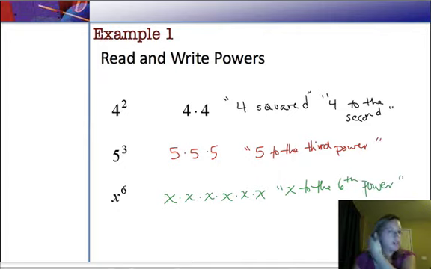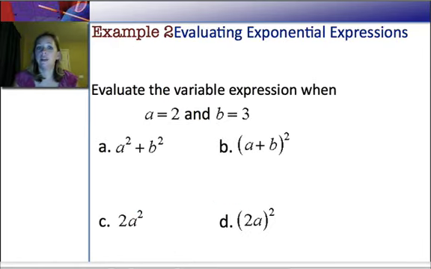Alright, so now we know what they mean, we know how to say it out loud. Let's evaluate some exponential expressions. So let's evaluate each of these variable expressions for values where a is equal to 2 and b is equal to 3. So in the first expression we have a squared plus b squared. And hopefully we remember from order of operations that we have to evaluate these exponents before we can do the addition. So this example would become 2 squared plus 3 squared.